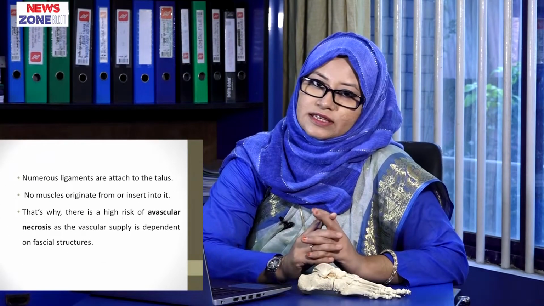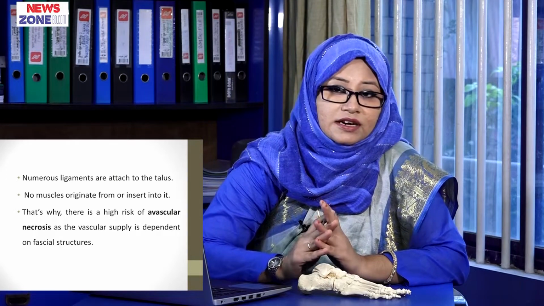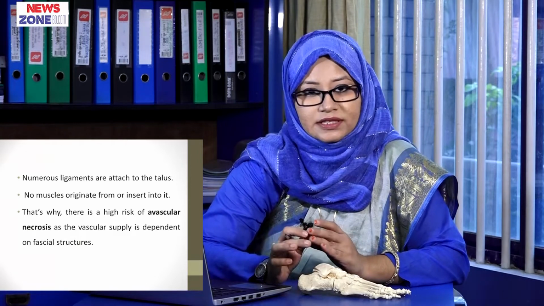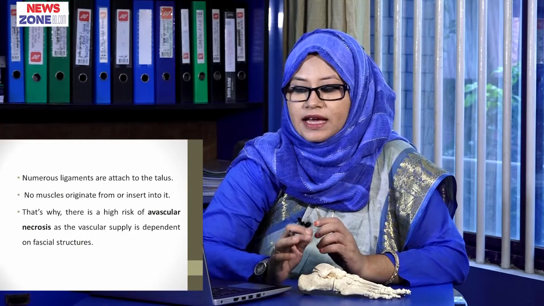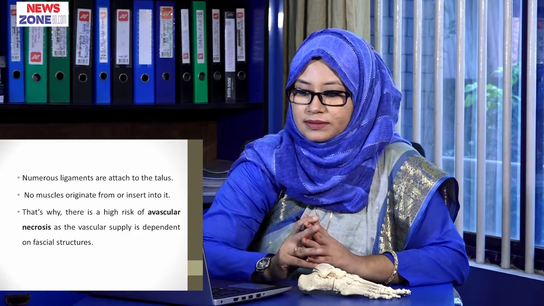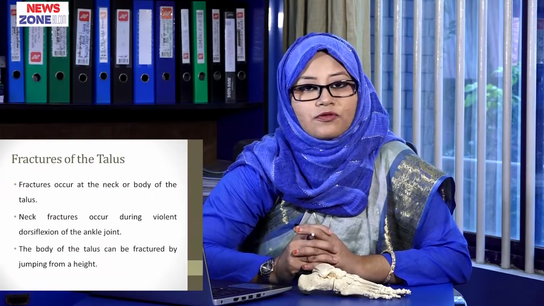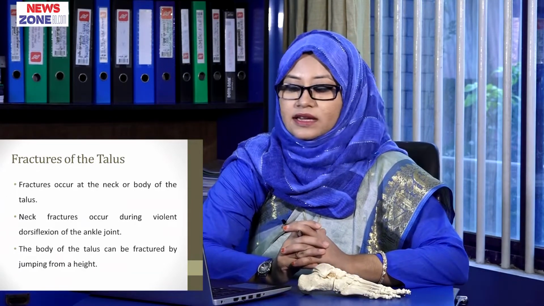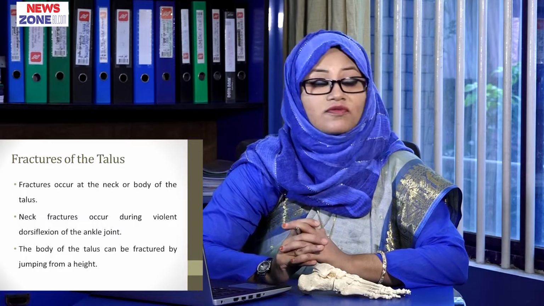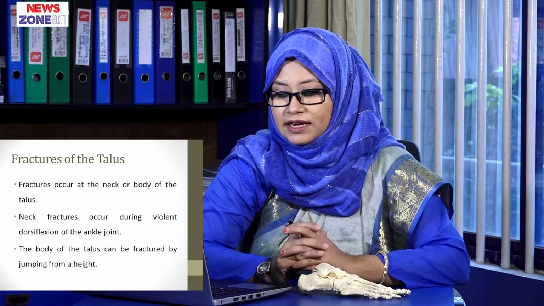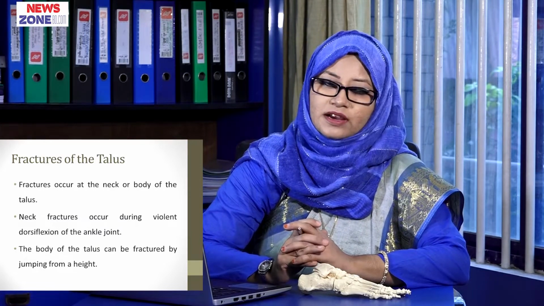Numerous ligaments are attached to the talus, but there is no muscle origin. That's why there is a high risk of avascular necrosis, as the vascular supply is dependent on fascial structures. Fracture may occur at the neck or body of the talus. Neck fractures occur during violent dorsiflexion of the ankle joint, and the body of the talus can be fractured by jumping from a height.